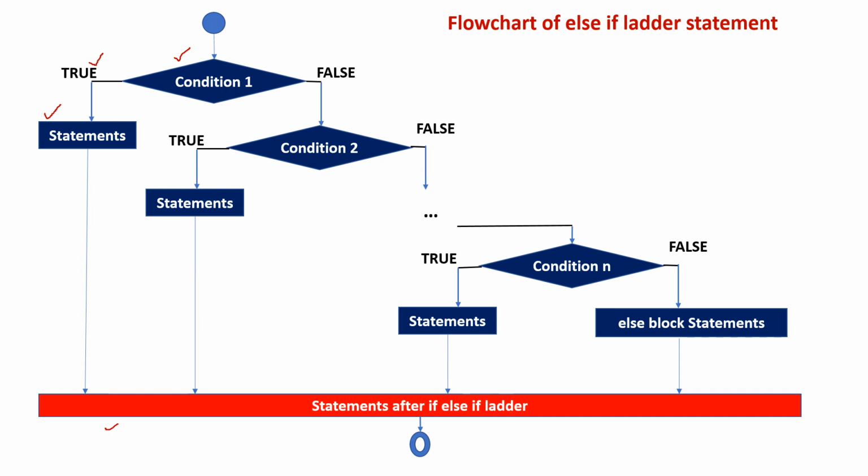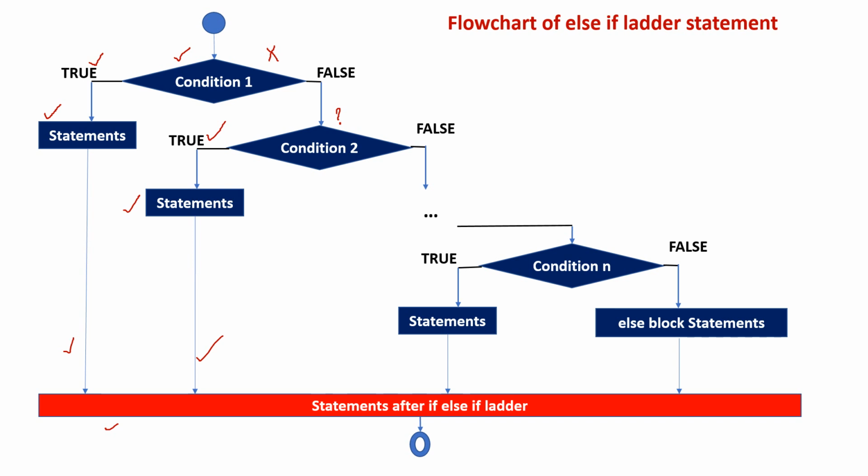If the first condition becomes true, then its statements are executed and control comes out of the else if ladder. No other conditions are executed. Now assume that the first condition is false. Then control goes for checking the second condition. If the second condition is true, then its corresponding block of statements is executed. Then control comes out of the entire else if ladder. That means no other condition is checked.